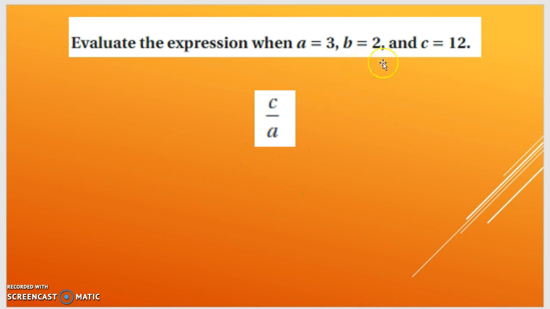For this next one, we have C divided by A. So C is 12 over A, which is 3, both inside parentheses. And then your next step, we always work down. We don't work to the side. So down, 12 divided by 3 is 4. So our answer would be 4.